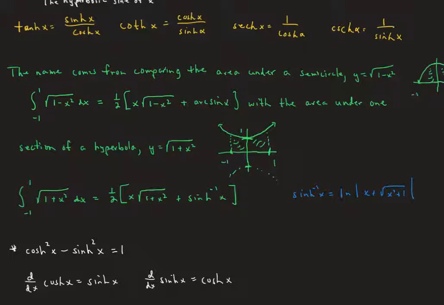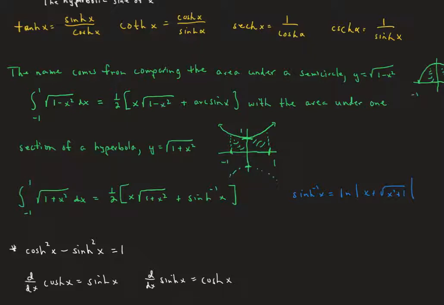And then in another integral that's so similar, the integral from negative 1 to 1 of the square root of 1 plus x squared, which geometrically is the area underneath one branch of a hyperbola, the hyperbola y squared minus x squared equals 1. If you integrate that from negative 1 to 1, you get 1/2 x times the square root of 1 plus x squared plus what's called the inverse hyperbolic sine of x, which again isn't going to look anything at all like a sine or a cosine.